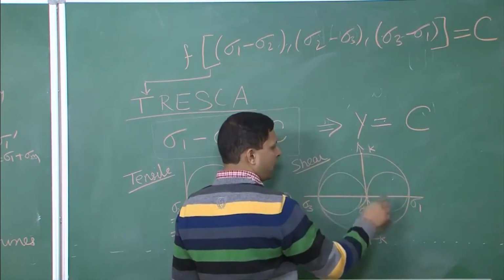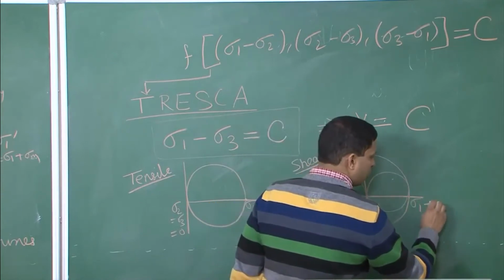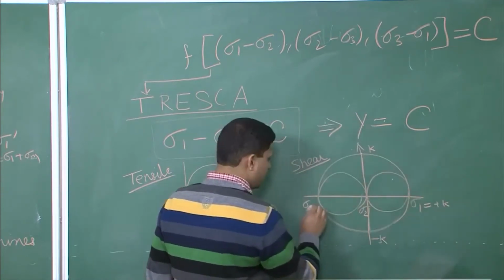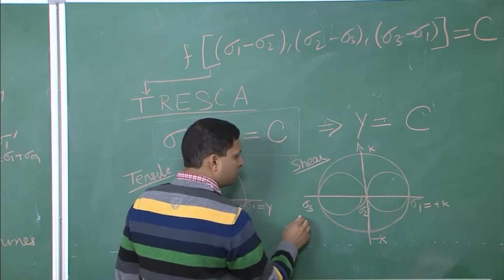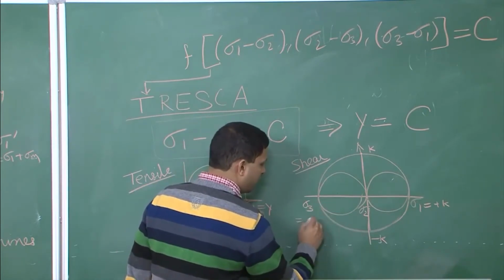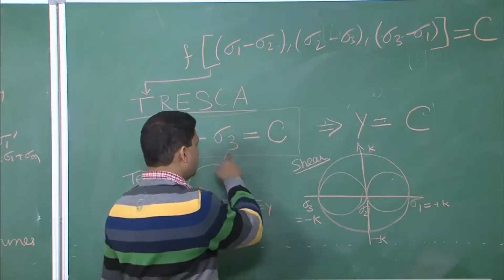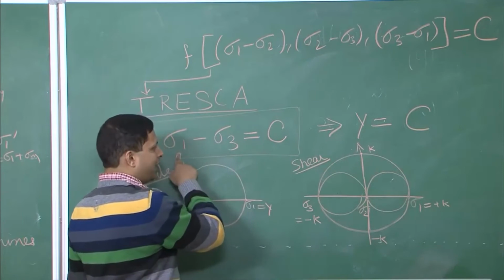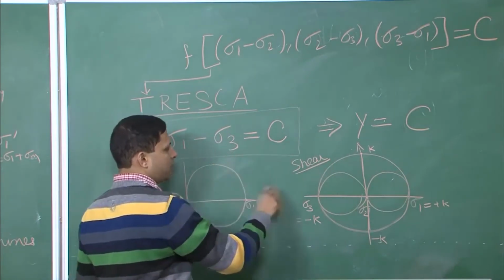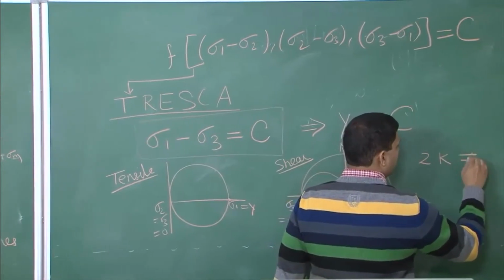So, the radius is K, which means sigma 1, which is also equal to the radius, should be equal to plus K, and sigma 3, which is equal to minus K, which is also equal to the radius but in the negative direction. So, this is minus K. If we put this over here, what we get is K minus minus K equal to C, which is 2K equal to C.